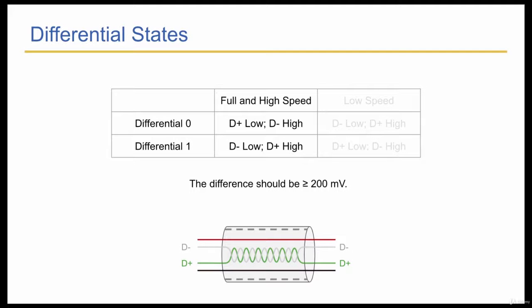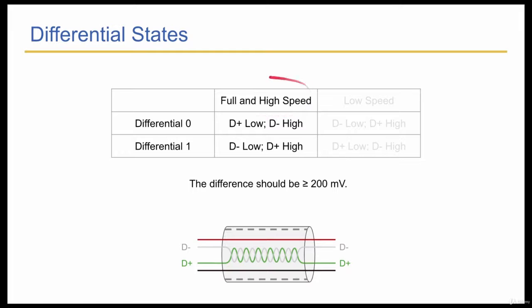Now, in the next few slides, we will be explaining some very low-level information. So if you get confused, don't worry, you don't need to memorize anything, just try to understand as much as possible. By differential state, we mean the different signals or USB logical states we can achieve by applying different electrical states on the data positive and negative lines.